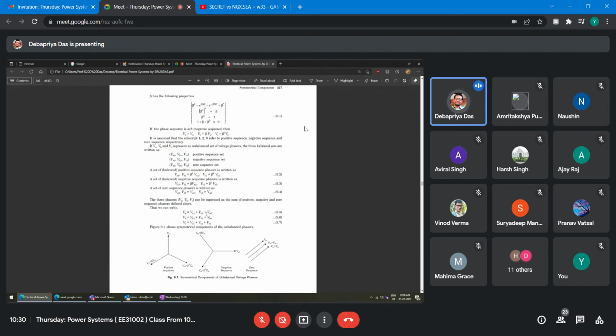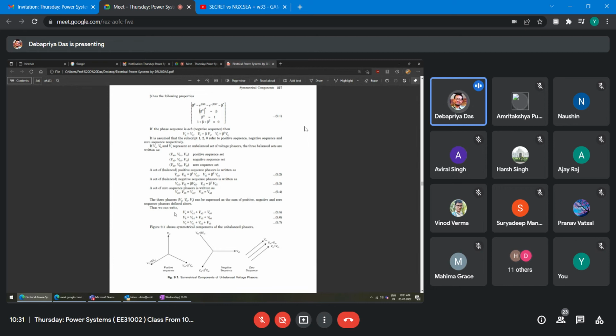But for mathematical computation, because the unbalanced system is not easy to solve. Suppose a transmission line generally has to be balanced, right? All three phases, a 220 kV or 400 kV transmission line, we assume balanced and go for a single line diagram and analysis. But if by chance it is unbalanced, then mutual coupling will happen between the phases.